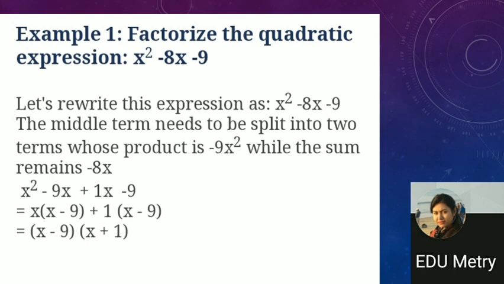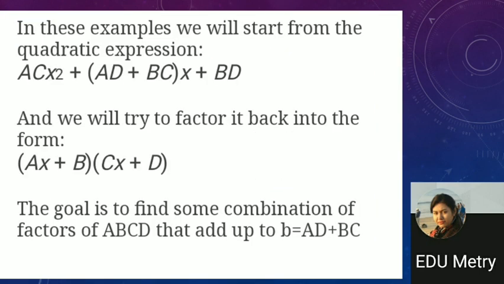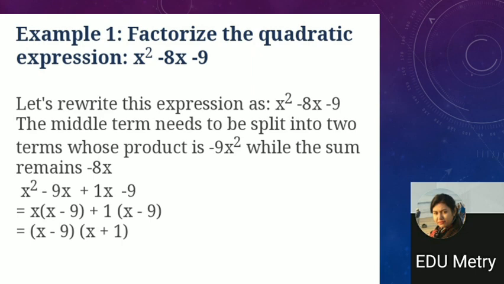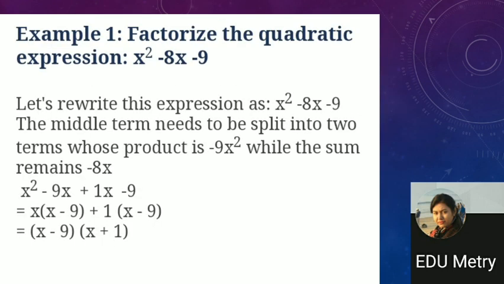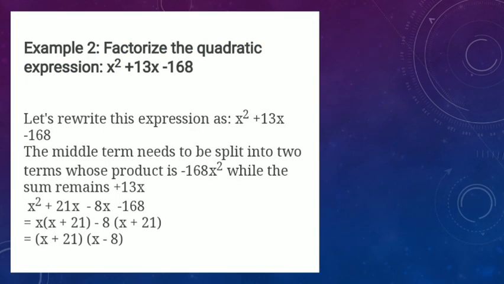Now how have we done it? -8x we have split into -9x + 1x. They add up to -8x and when we multiply them, it becomes -9x². So we are getting x(x - 9) + 1(x - 9), so we are getting (x - 9)(x + 1) as the factors, as we have stated in our previous concept.